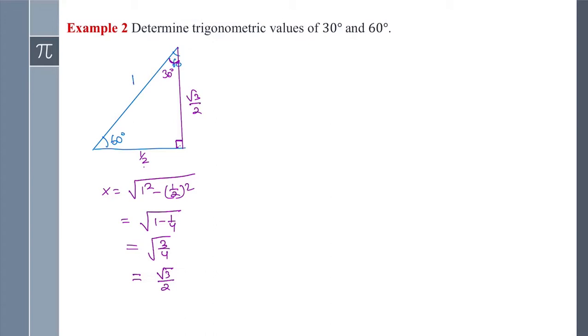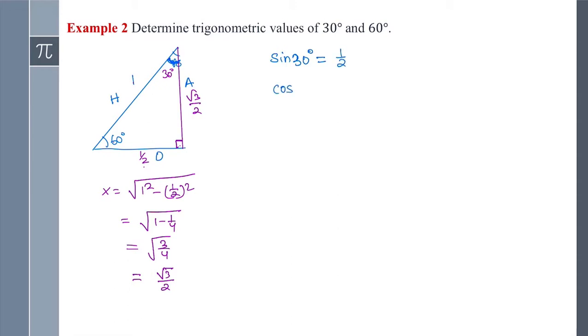Now we have all the sides, and we have all the angles. Now, what we are going to do is find the value of sine 30 degrees, and all six trigonometric functions for 30 degrees. Okay, so sine 30 degrees equals, now if you're taking this angle, 30 degrees, then this is the opposite, this is the hypotenuse, and this is the adjacent. So sine is opposite over hypotenuse, so 1/2 divided by 1 is just 1/2.